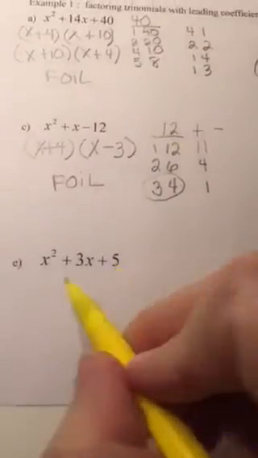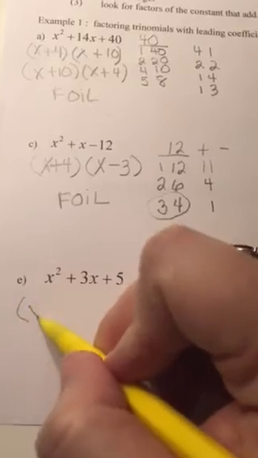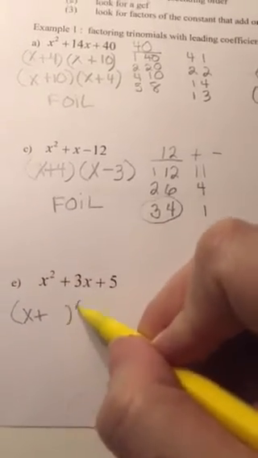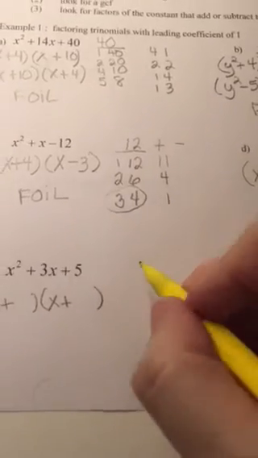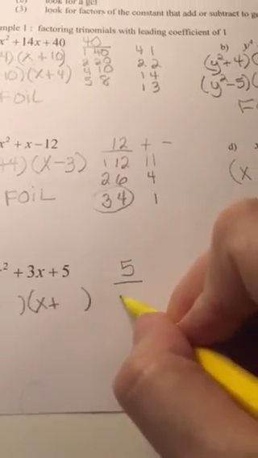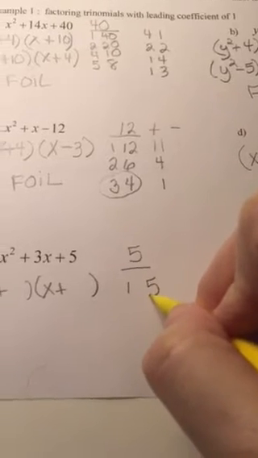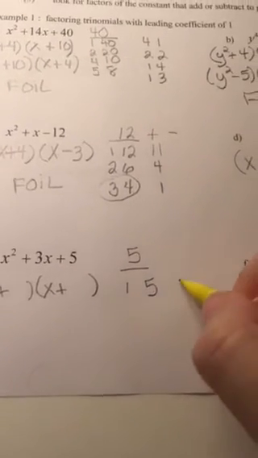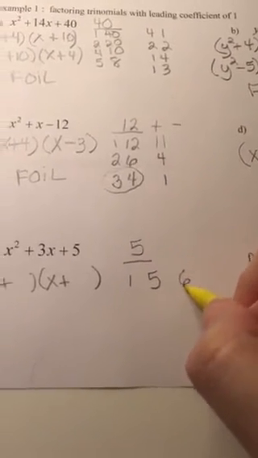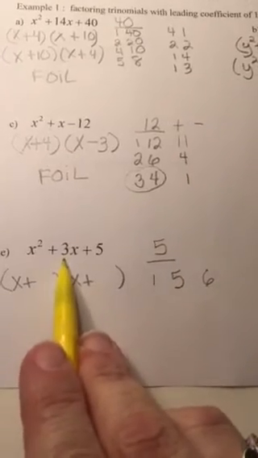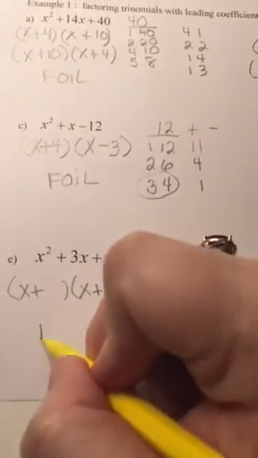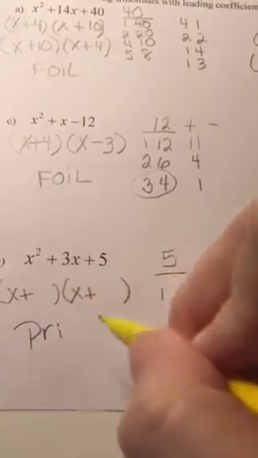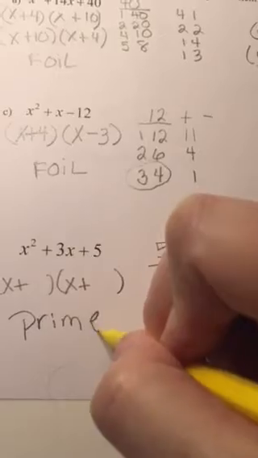All right, so this guy. A plus and a plus. So I go x plus and I go x plus. And then I got 5, and I say, well, 5 just has 1 and 5, and with a plus, I should be adding my factors and getting a 6. But my middle term is a 3. So I can't find any factors that I add to get a 3. That means this cannot be factored, and when something can't be factored, we refer to it as prime.